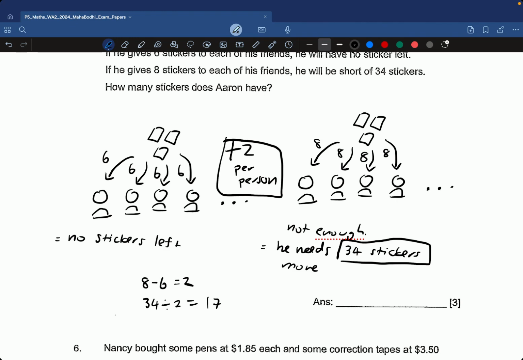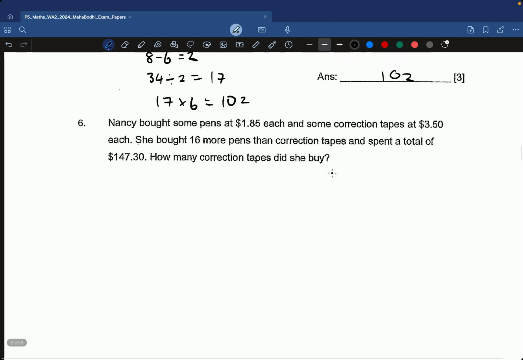Since we have 17 friends, and the clue here is if we give 6 stickers to each of his friends, there will be no stickers left, then we have 17 times 6. And this will give us 102. Right, 102. So the answer is 102. All right, let's move on to the next question.